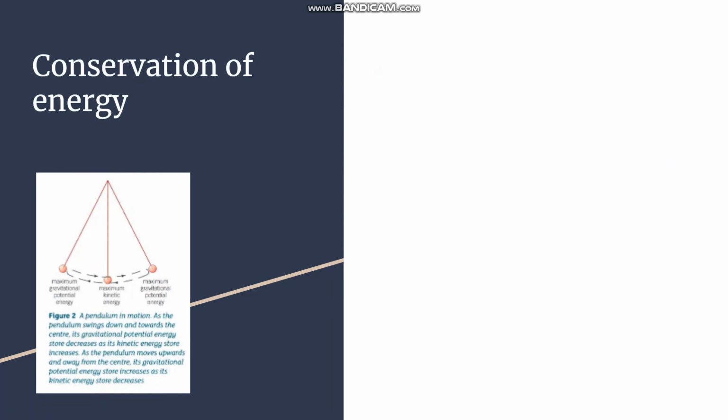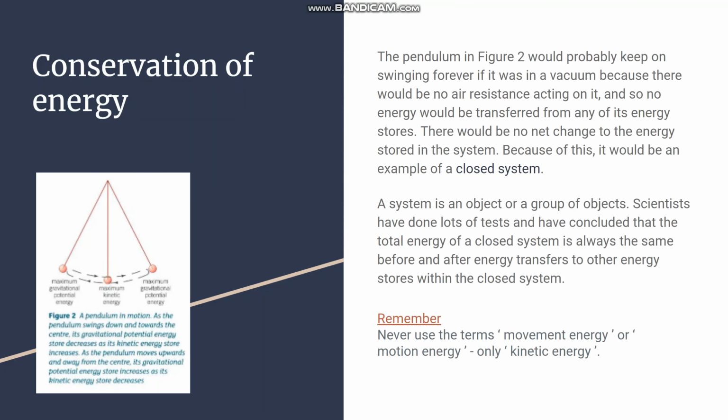Conservation of energy. The pendulum in figure 2, which is right here, would probably keep on swinging forever if it was in a vacuum, because there would be no air resistance acting on it, and so no energy would be transferred from any of its energy stores. There would be no net change to the energy stored in the system. Because of this, it would be an example of a closed system.